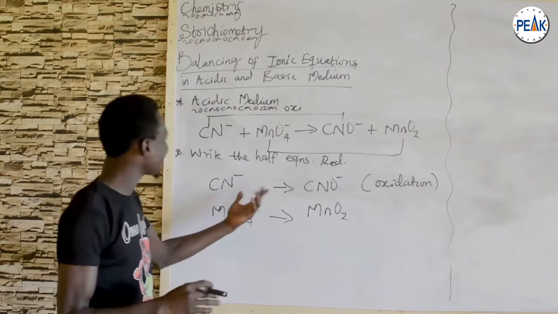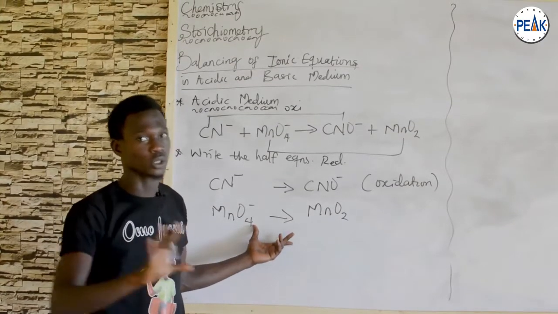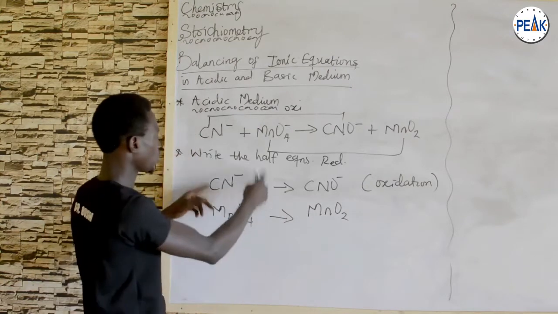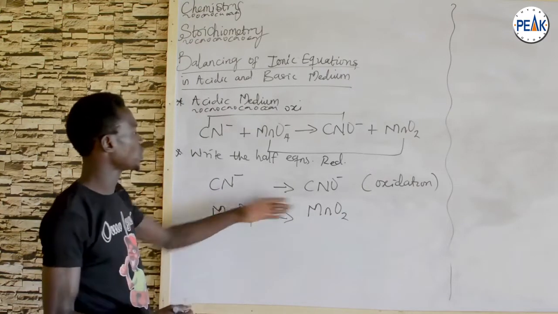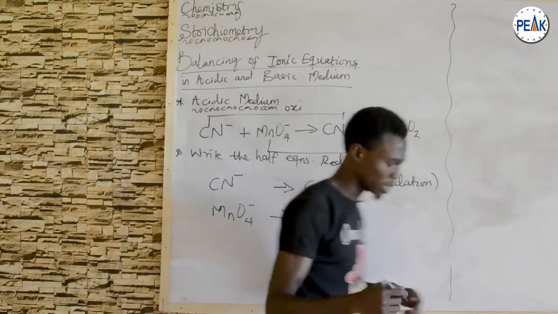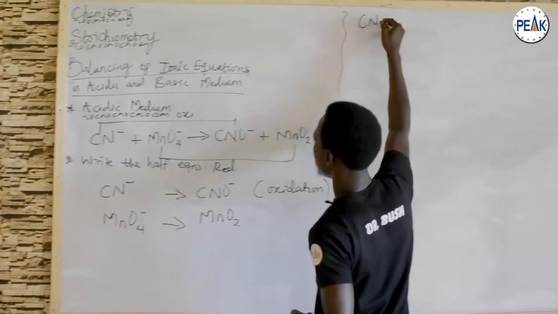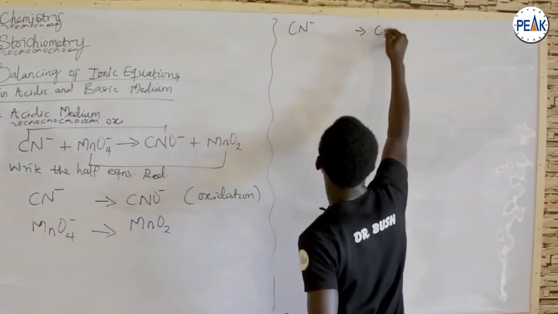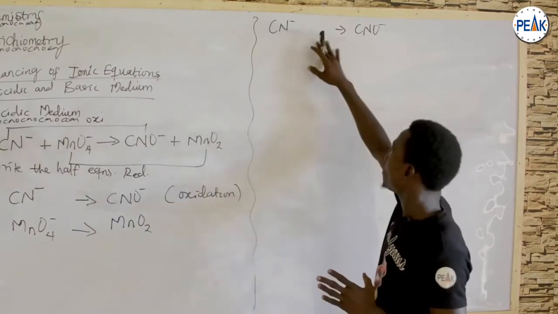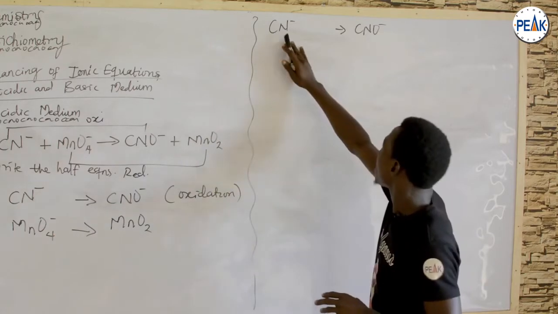Now, you are going to pick each half equation. You don't just balance it the normal way you balance chemical reactions in the algebraic method. No, we don't apply that here. Let's pick the first half equation, which is CN⁻ going to CNO⁻. That's the oxidation half equation. I'm sure you can see it on the other side of the board. How do I balance CN⁻ going to CNO⁻? The first thing you ought to do in balancing any half equation in acidic medium is to check other elements except oxygen.